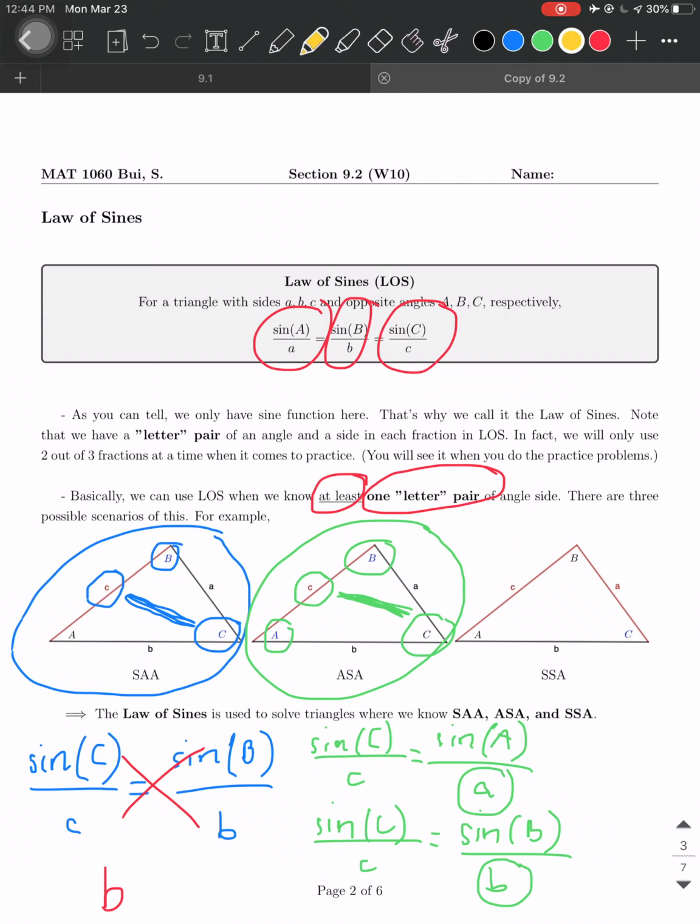As for the last scenario, oh, by the way, the name for this case, we call it ASA, because the order goes like angle, side, and then angle. Okay, so ASA we're talking about.